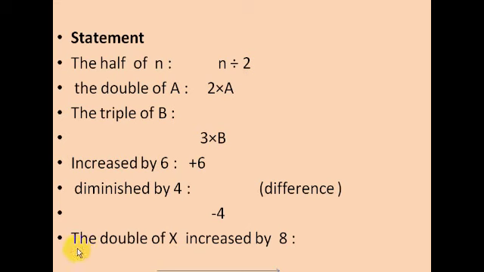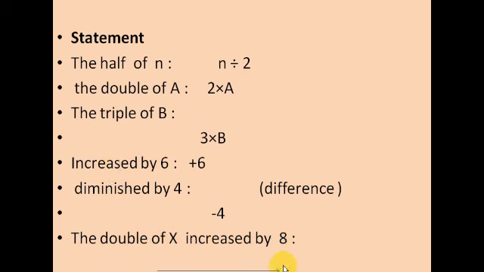Now, if we say the double of x increased by 8, these are two statements together. Let's move it to be an expression. The double of x means 2 times x, or x times 2, it's the same. We have to multiply x by 2. Increased by 8 means we have to add 8.